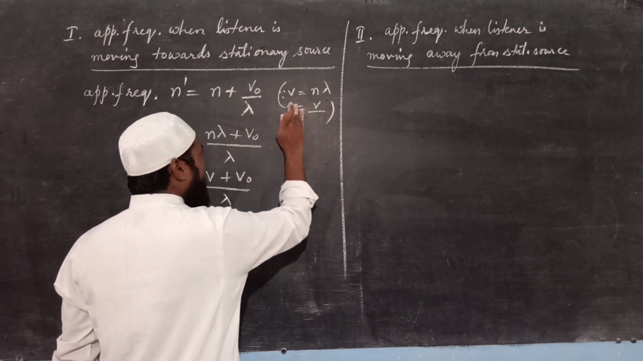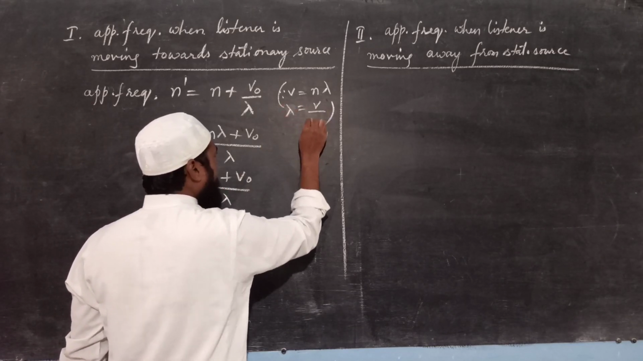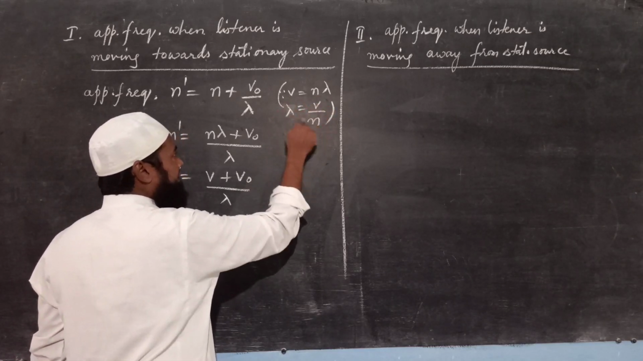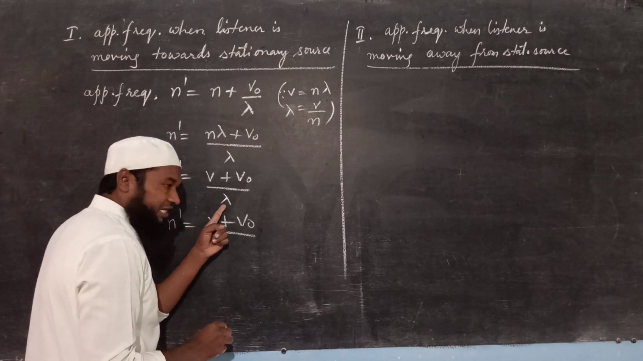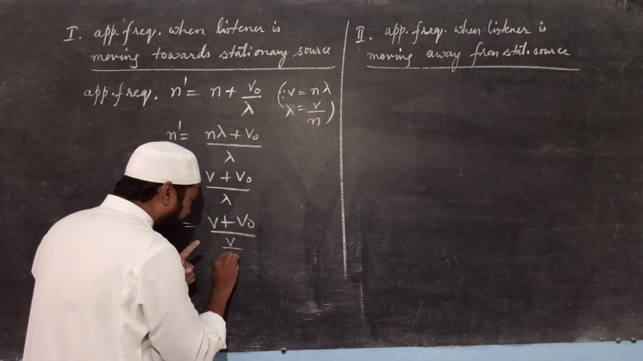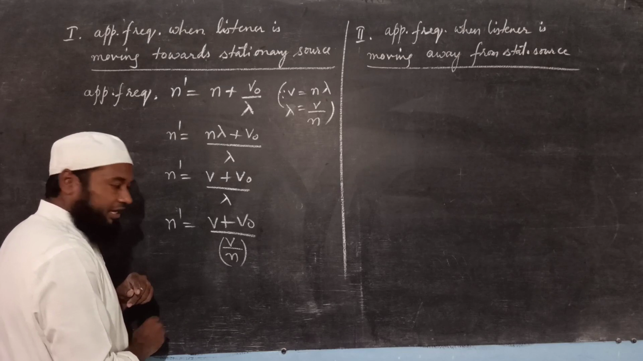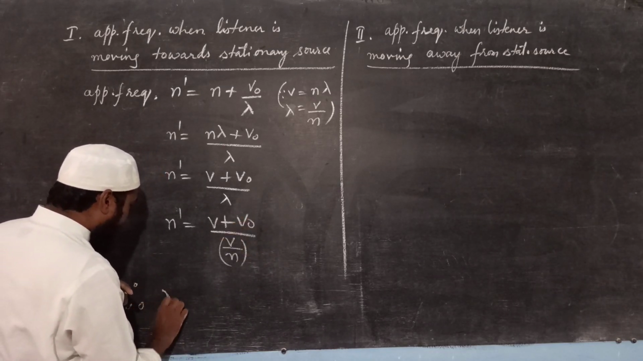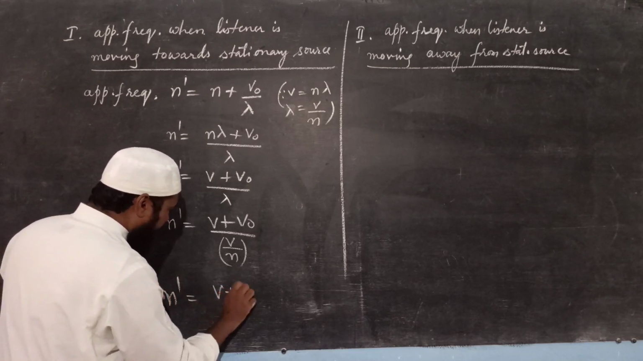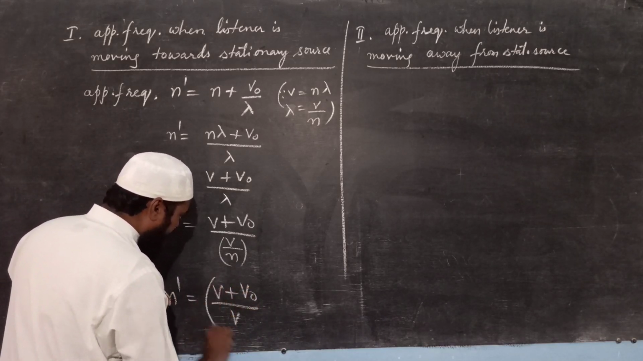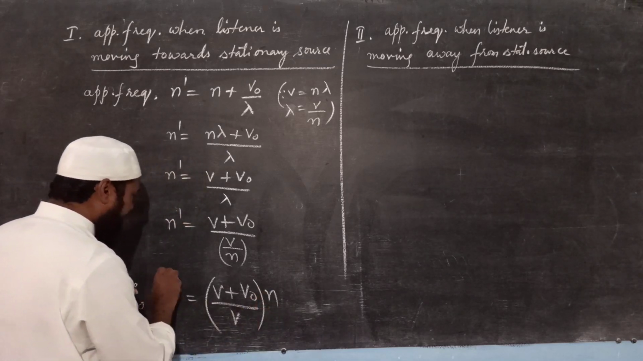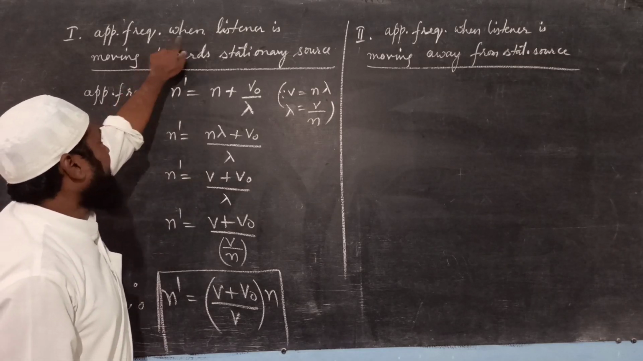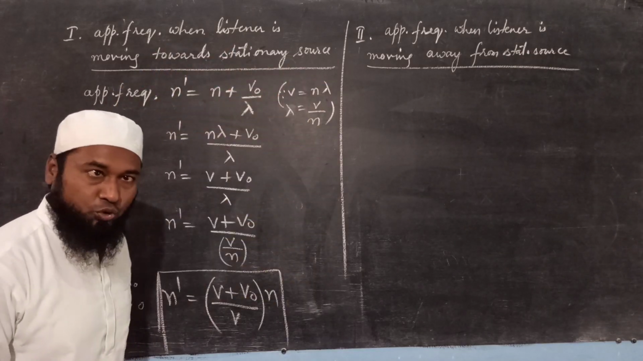Lambda we can write as, lambda will be equal to v by n. See this equation, take this n this side, v by n will be equal to lambda. So in place of lambda, I am writing v by n, and this n will go up. Therefore we get n dash is equal to (v plus v naught) by v, into n. This is the apparent frequency when the listener is moving towards the stationary source.